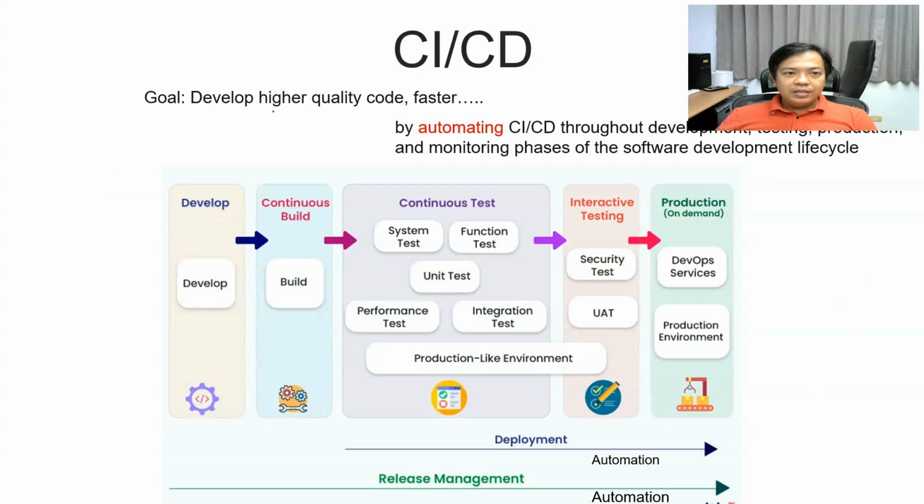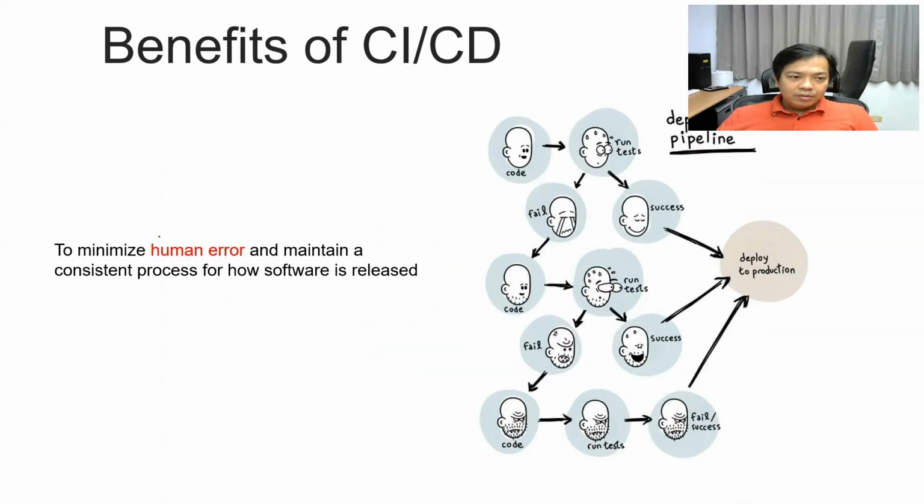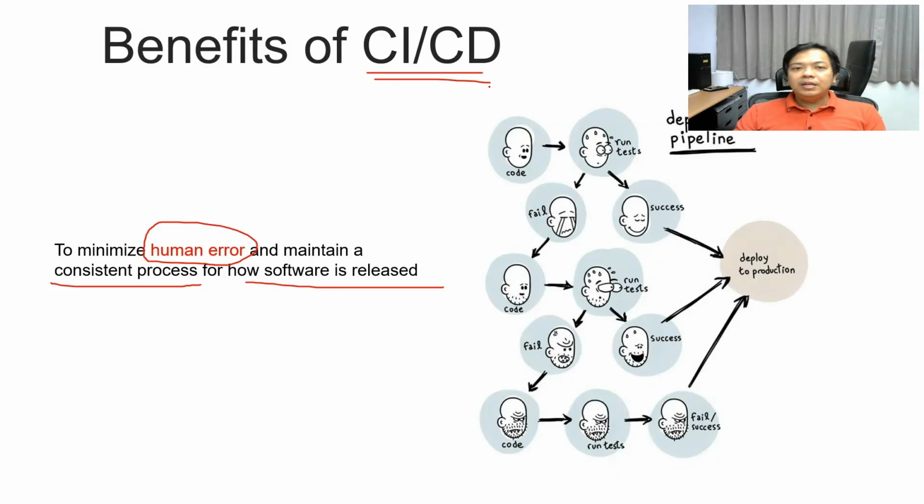The goal of CI/CD is to make higher quality code, because you can test, build, run security tests and deploy, everything automated. By automating, you can reduce or minimize human error and maintain a consistent process for how software is released. So this is very high quality, and I think currently a lot of big companies use CI/CD.